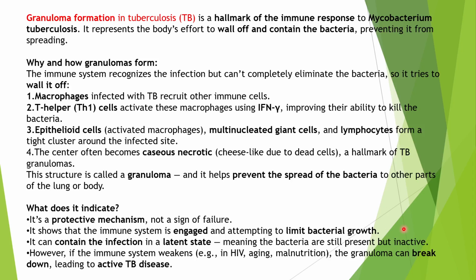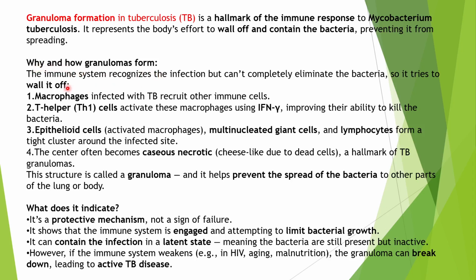Then comes the granuloma formation in tuberculosis. Granuloma formation in tuberculosis is a hallmark of the immune response to Mycobacterium tuberculosis. That is, it is the key characteristic of it, and it represents the body's effort to wall off or contain the bacteria, preventing it from spreading. So it basically surrounds it and contains it so that it doesn't spread. That is the basic origin of a granuloma.